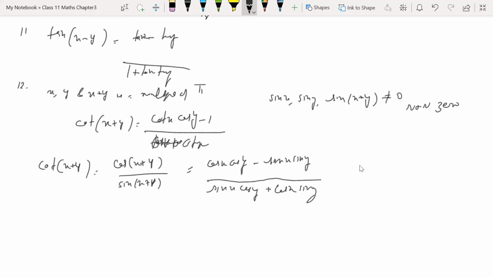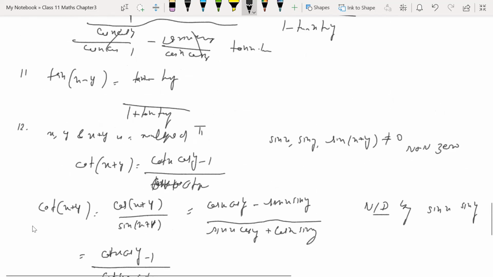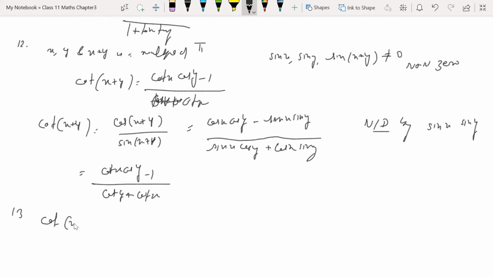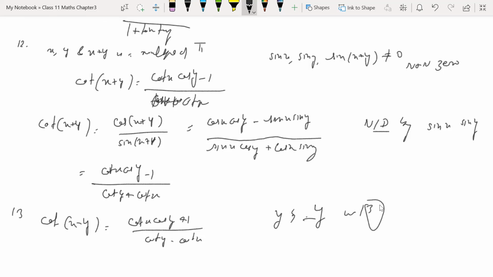And if we divide numerator and denominator by sin x sin y, as we have done in the 10th identity by cos x cos y, we reach the conclusion that it is cot x cot y minus 1 over cot y plus cot x. Similarly, cot of x minus y is cot x cot y plus 1 over cot y minus cot x, if we replace y by minus y in the previous identity.